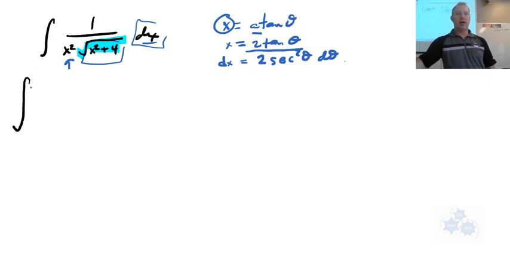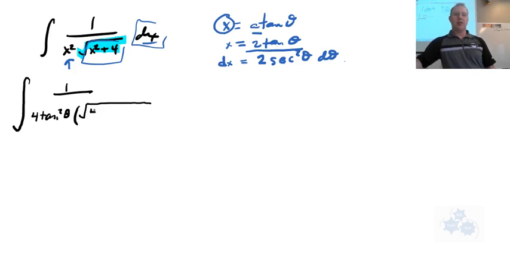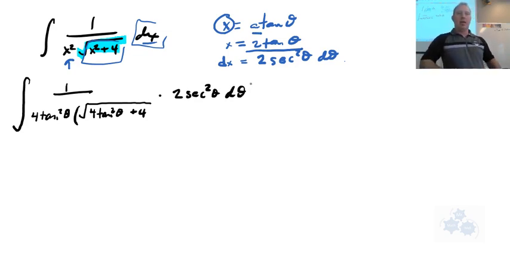So we rewrite this integral now as 1 over, I'm just going to go ahead and write 4 tan squared theta, just to eliminate some work later on, because that's what the x squared actually is. And this is the square root of, so x is 2 tan theta, so let's just go 4 tan squared theta plus 4. And then we need this in d theta, so dx is 2 secant squared theta d theta. Okay? And that right there is probably the biggest part of the question, substituting those trig functions in.